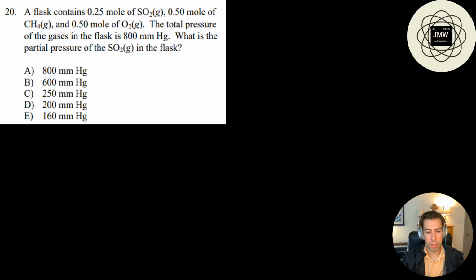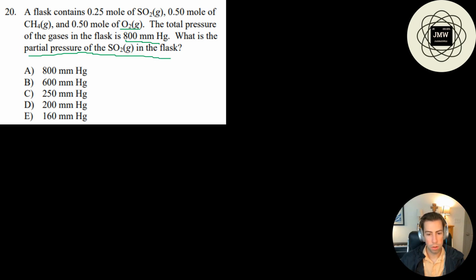Okay, question number 20. A flask contains 0.25 moles of sulfur dioxide gas, 0.5 moles of methane, and 0.5 moles of oxygen. The total pressure of the gases in the flask is 800 millimeters of mercury. What is the partial pressure of sulfur dioxide gas in the flask?